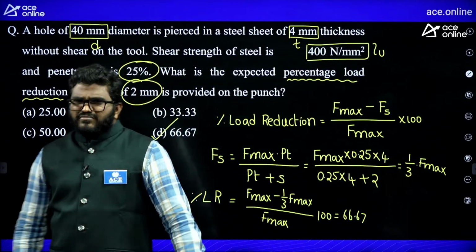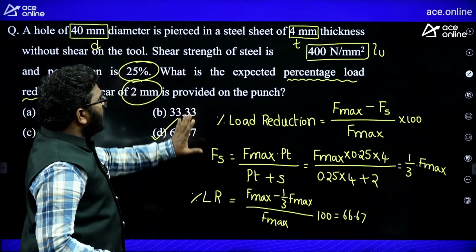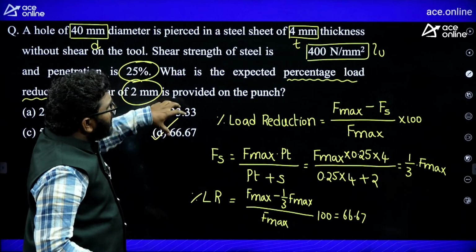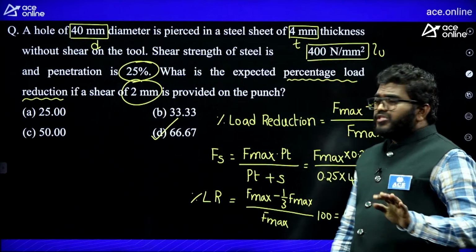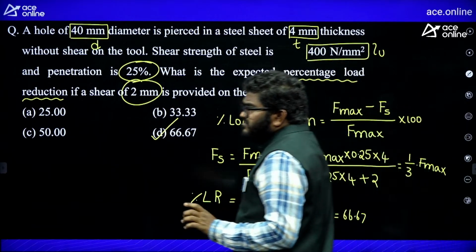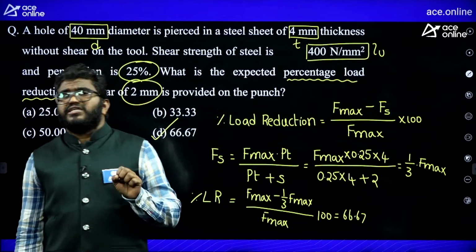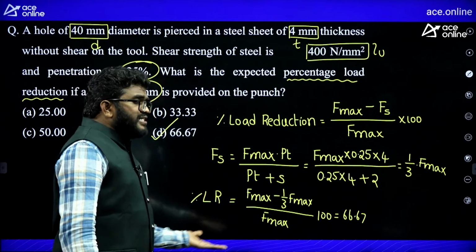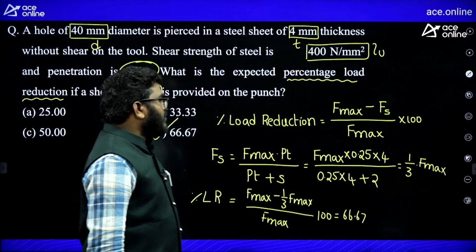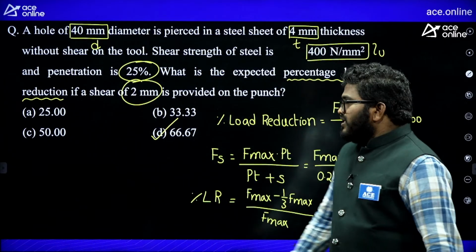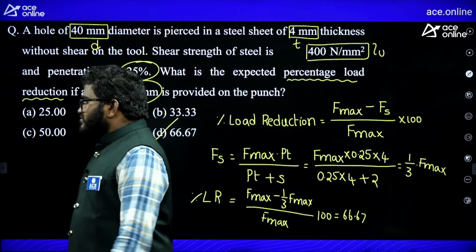It's a simple question only, without calculator. For IES also, this type of questions they will ask you without using calculator. So percentage load reduction they are asking. Without considering shear, with considering shear, so F max minus Fs by F max into 100. Like that, we should solve the question.